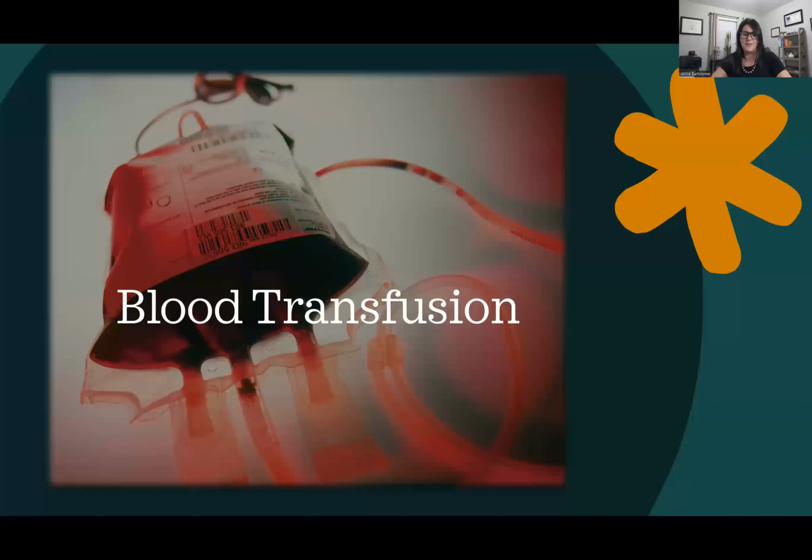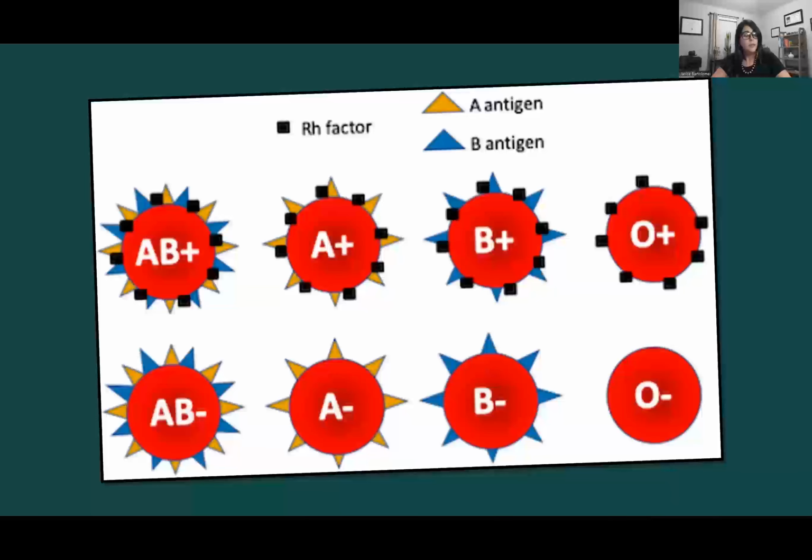So let's get started. Blood transfusion. Well, you're going to be giving blood transfusions to patients that possibly have blood disorders, or maybe they just had surgery. There are different reasons why someone could have a blood transfusion, so it's important for nursing to understand it.